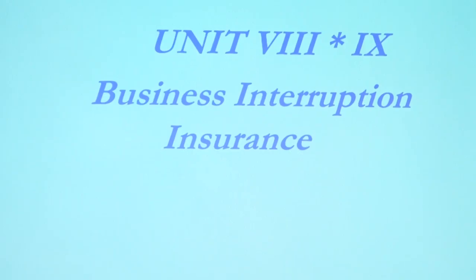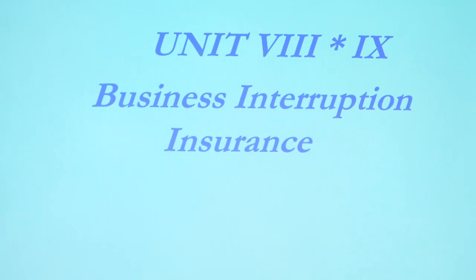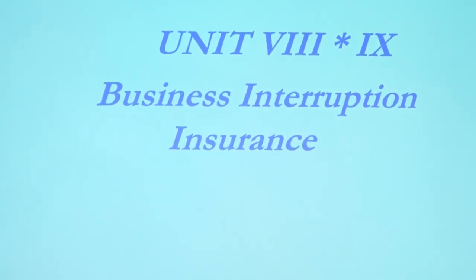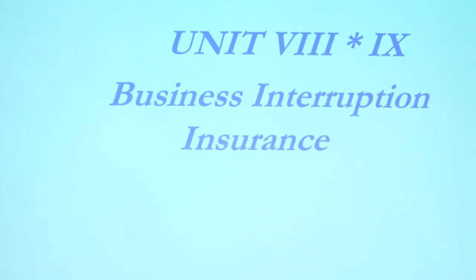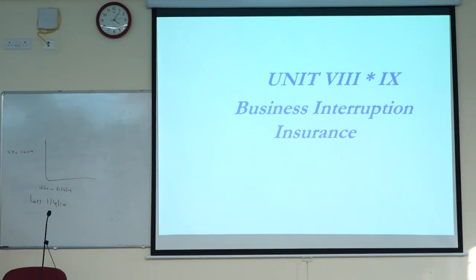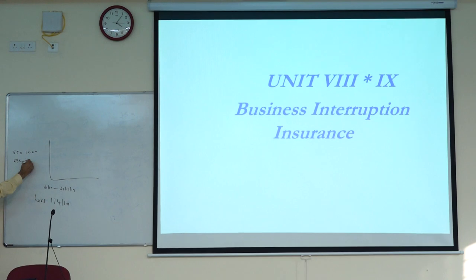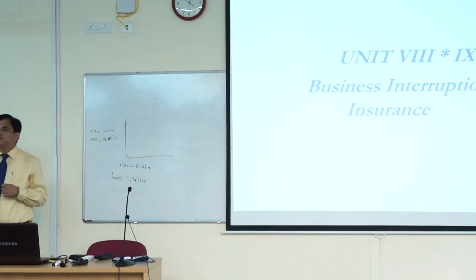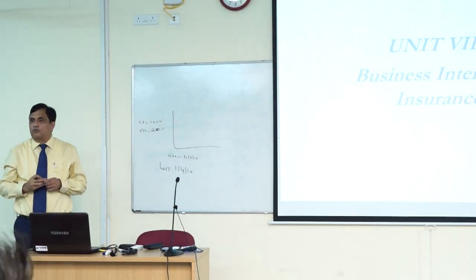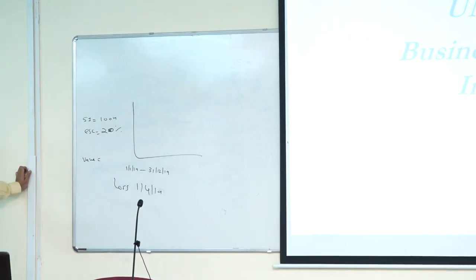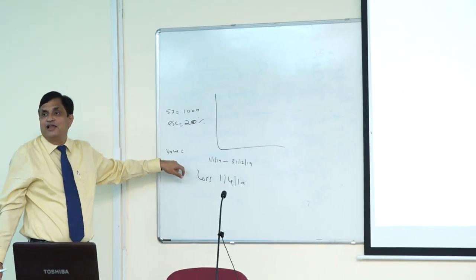Any questions on the practice? My sum insured is 100 million. This is a policy from 1st January 19 to 31st December 19. On 1st April there was a loss. Now, escalation taken is 20%. Now, the value at risk: I will use the same method that I used to find the value at risk. That means, on 1st April, what is the value at risk?